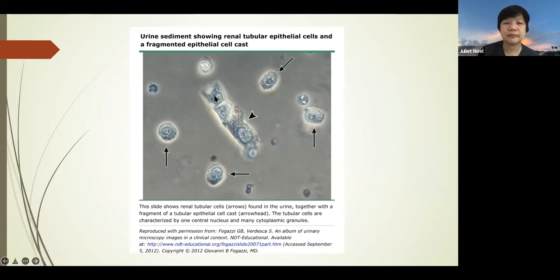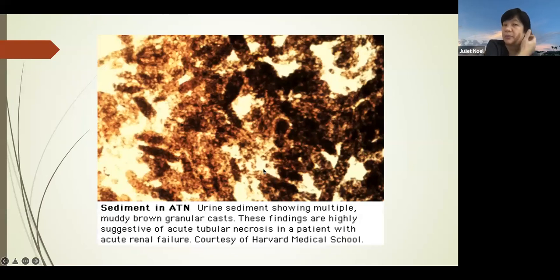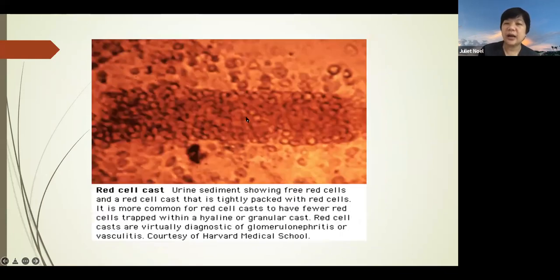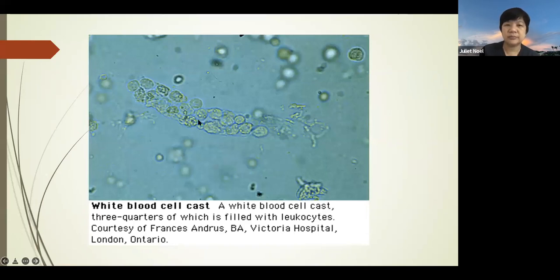This one is what we call a muddy brown cast, no? So it's really brownish, and if you look at this in a high power field, these are tubular cells inside the cast. When you see RBC, the RBC is ring-like without a nucleus. So we see that inside the cast, that is an RBC cast. So this is an example of the WBC cast.